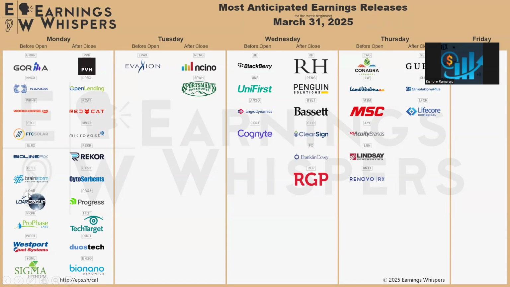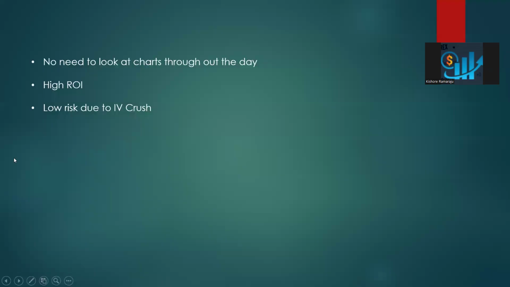Or if something is reporting on Monday morning, on Friday between 2 to 3 p.m. Central or 2:30 to 3 p.m. Central, you can look at this and you can take the trades. And Monday morning, you can just close the trades within the first half an hour, right? Between 8:30 a.m. to 9 a.m., you can take the profits or losses on those trades. So you don't need to look at the charts throughout the day.